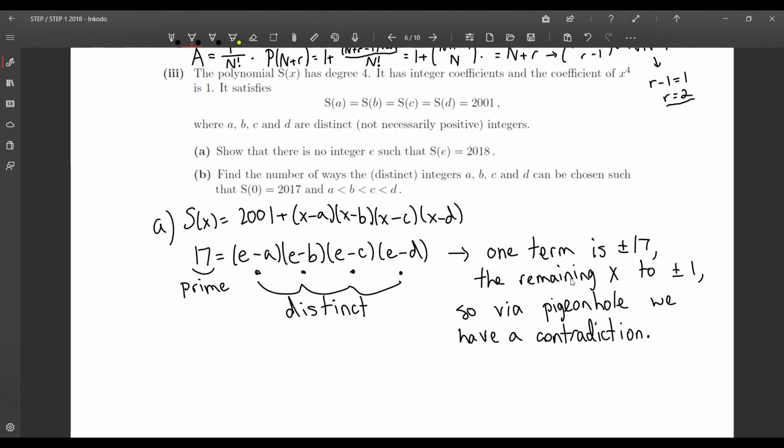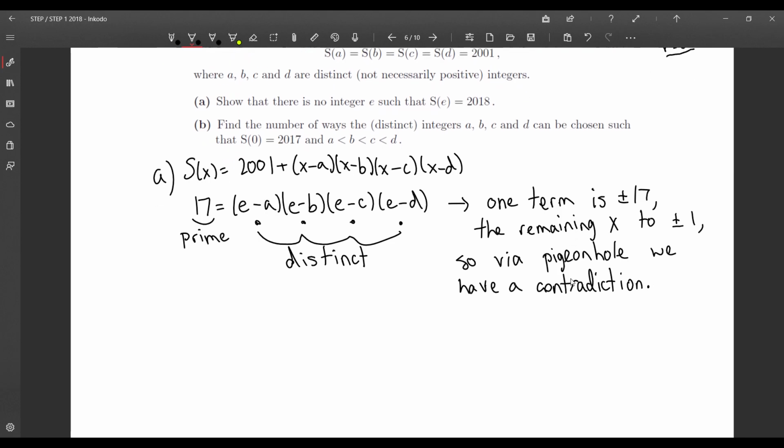Find the number of ways. Okay, so here we have a combinatorics problem. So we have 16 is E. So 0. Okay, so 16 is A, B, C, D. Perfect.